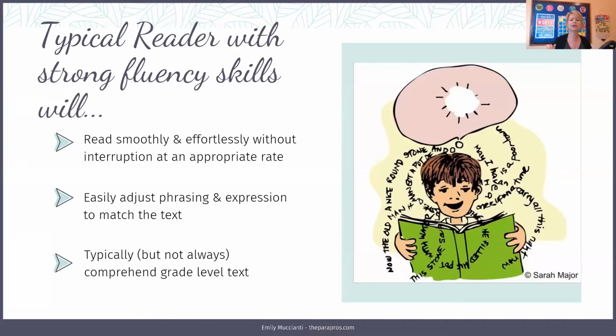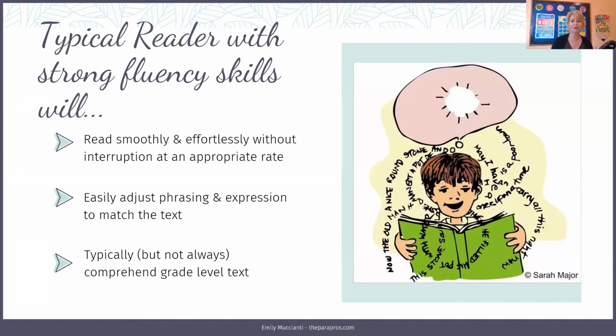So let's take a look at, what do students in your programs look like that have strong fluency skills? These might be in your programs or in the general education program. So a student with good fluency is going to be able to read smoothly, effortlessly, without interruption, at an appropriate rate. They're going to have that rise and fall in their voice. They're going to pause at punctuation.